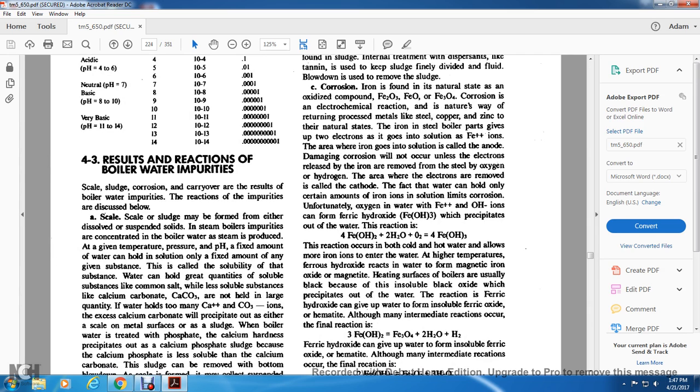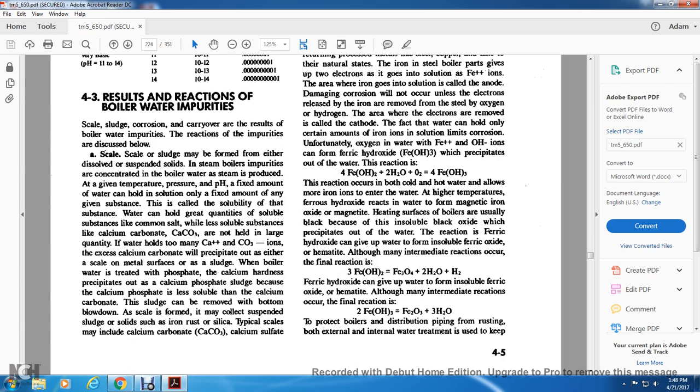This reaction occurs in both cold weather and with hot water, which allows more iron ions to enter with a high temperature. Ferrous hydroxide returns into water from the magnetic iron oxide, or magnetite. Heating surfaces of the boiler use the black oxide, which precipitates out of the water. The reaction with ferric hydroxide can give up the water in the form of insoluble ferric oxide, hematite, although many intermediate reactions occur with the final reaction.